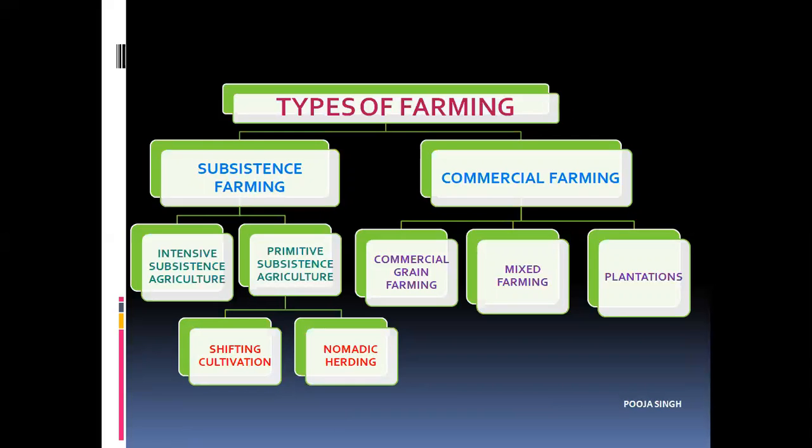Primitive subsistence agriculture includes shifting cultivation and nomadic herding. Commercial farming includes commercial grain farming, mixed farming, and plantation agriculture.